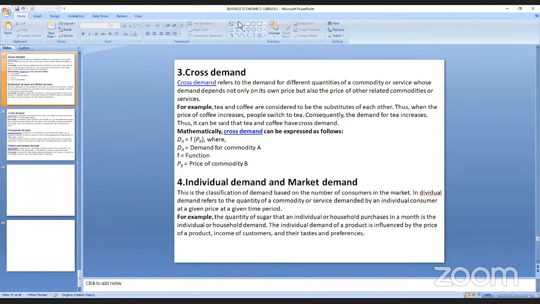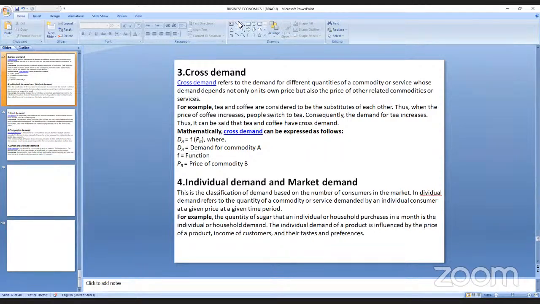Yes, ma'am, in the textbook only three demands are there, ma'am. Individual demand is not mentioned in it. Okay. So we need to refer to this also, ma'am. If you write this, you can get the point also. If not, nothing will happen. Ma'am, if you write individual demand and market demand.